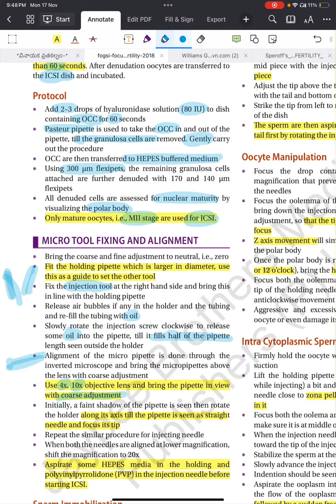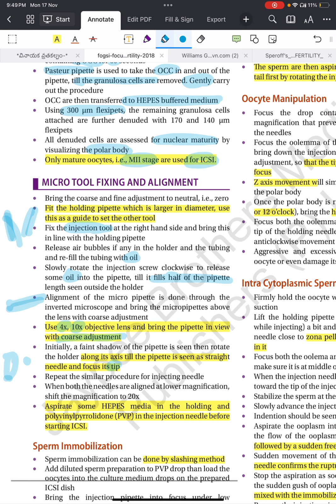Next, initially a faint shadow of the pipette is seen, then rotate the holder. We can see the shadow of the pipette, then we'll rotate so that we can see the needle and focus on the tip through the eyepiece. Repeat the similar procedure for the injecting needle. So the holding needle we can see through the eyepiece, and the injecting needle also by rotating. When both needles are aligned at 4x and 10x, now we'll shift to 20x. In every procedure, even sperm selection is at 20x, and even ICSI, finally we go for 20x magnification.